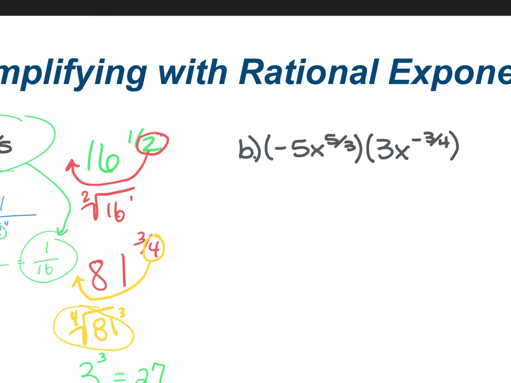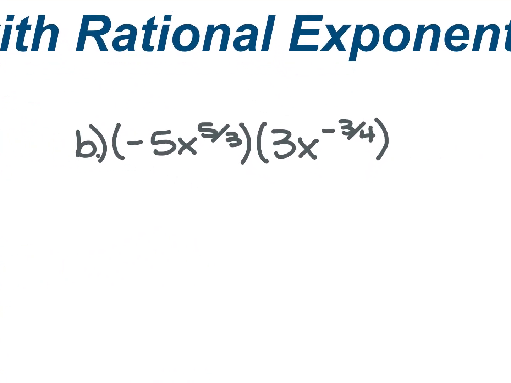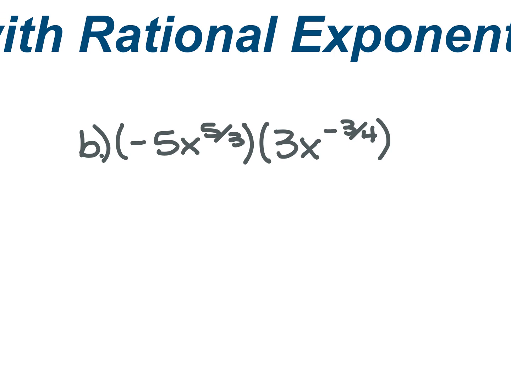All right, let's look at B. Ay, ay, ay. Miss Heron Glick, what are you doing here? This is combining everything we've just done. What are we doing to these 2 parentheses? We're multiplying them, okay? So let's focus first on just the numbers. Negative 5 times 3 is what? Negative 15. Agreed. So I have negative 15.